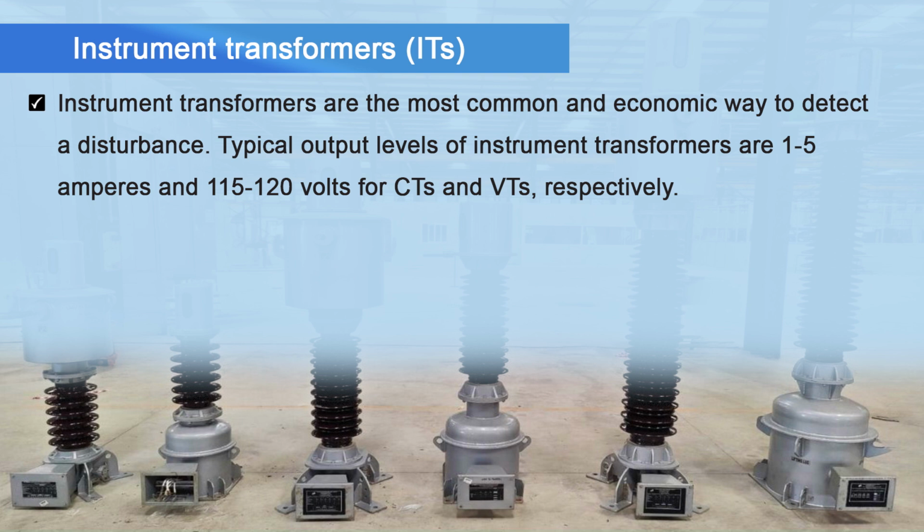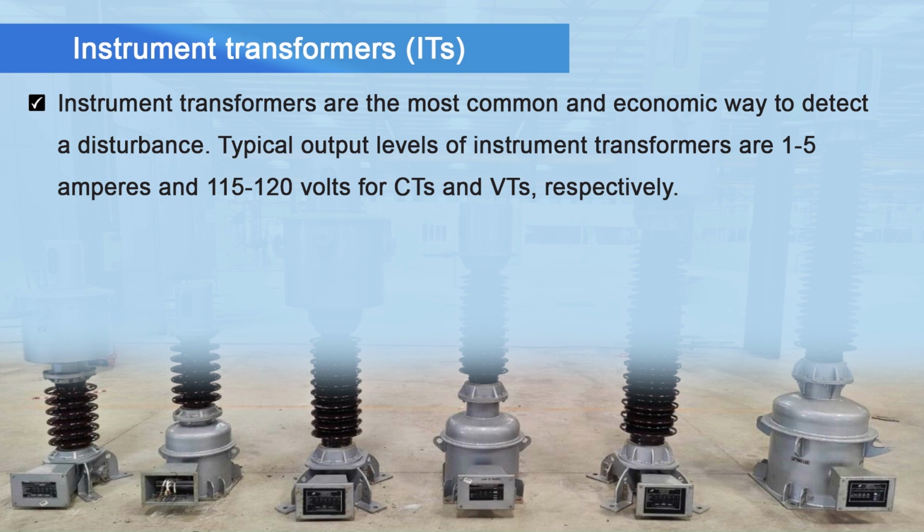So if we talk about the levels, so the typical output level of instrument transformers are 1 to 5 amperes and 115 to 120 volts. So for CTs and voltage transformers respectively.